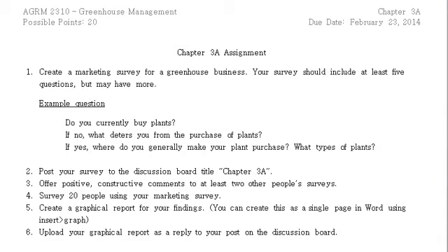I want you to post those questions to the discussion board titled Chapter 3A, and then look at least 2 other people's posts. Since there are only 3 other people besides yourself, this shouldn't be too hard. You want to offer positive, constructive comments. By that, I don't mean "good job" or "great work." You want to look at their question and compliment its strengths, but also offer feedback for improvement.